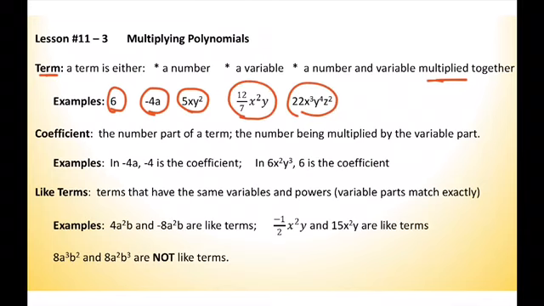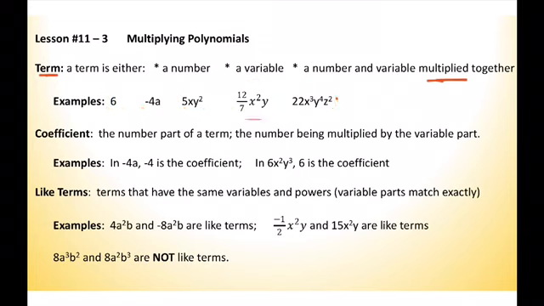Okay, so you can have lots of variables. You don't just have to have one. And each of those is one single term. So I've got examples of 5 different terms there.